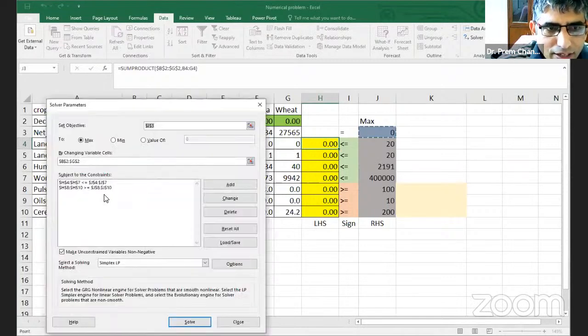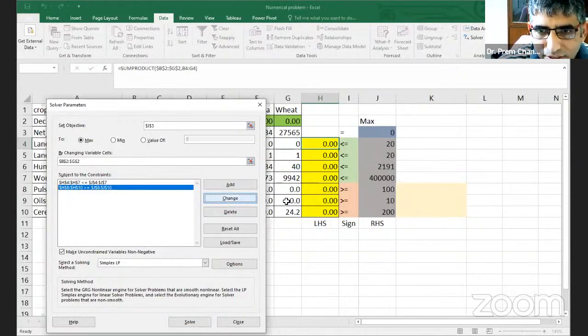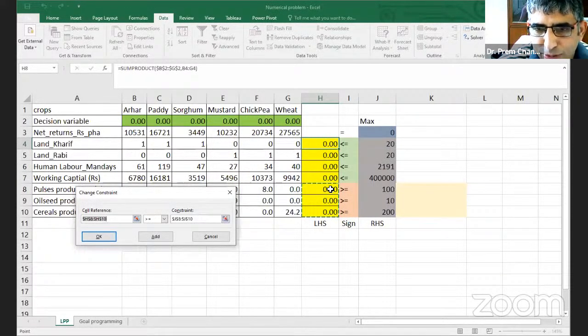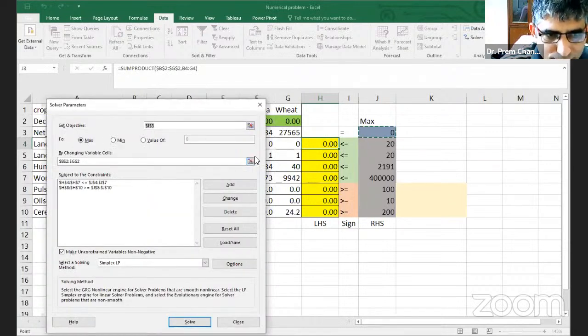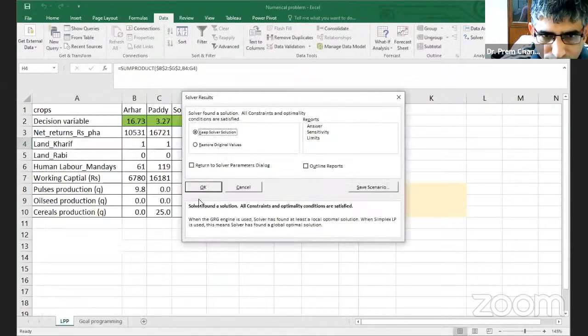And then second, I have to have my production of oilseed, pulses and cereals more than these values: 10 tons, 1 ton and 20 tons. I have selected that one. Now I will just solve it. Solve using Simplex LP. I have solved it.